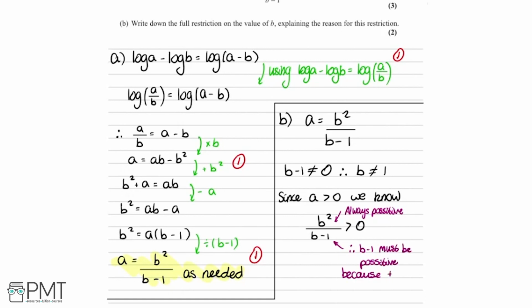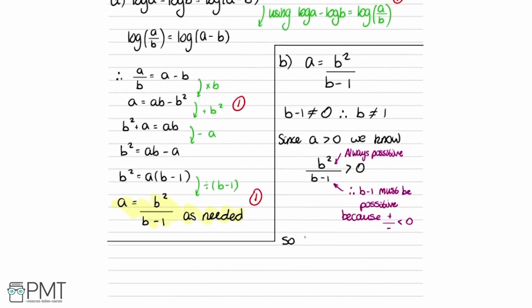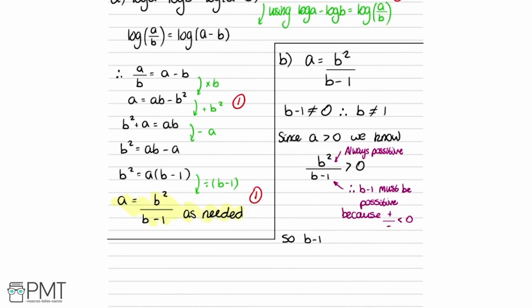Because the numerator is always positive, over a negative. So if b minus 1 was negative, or less than 0, that's going to be negative, because a positive divided by a negative is always negative. So we can write that b minus 1 must be bigger than 0. Therefore, b must be bigger than 1. And that's our final answer.